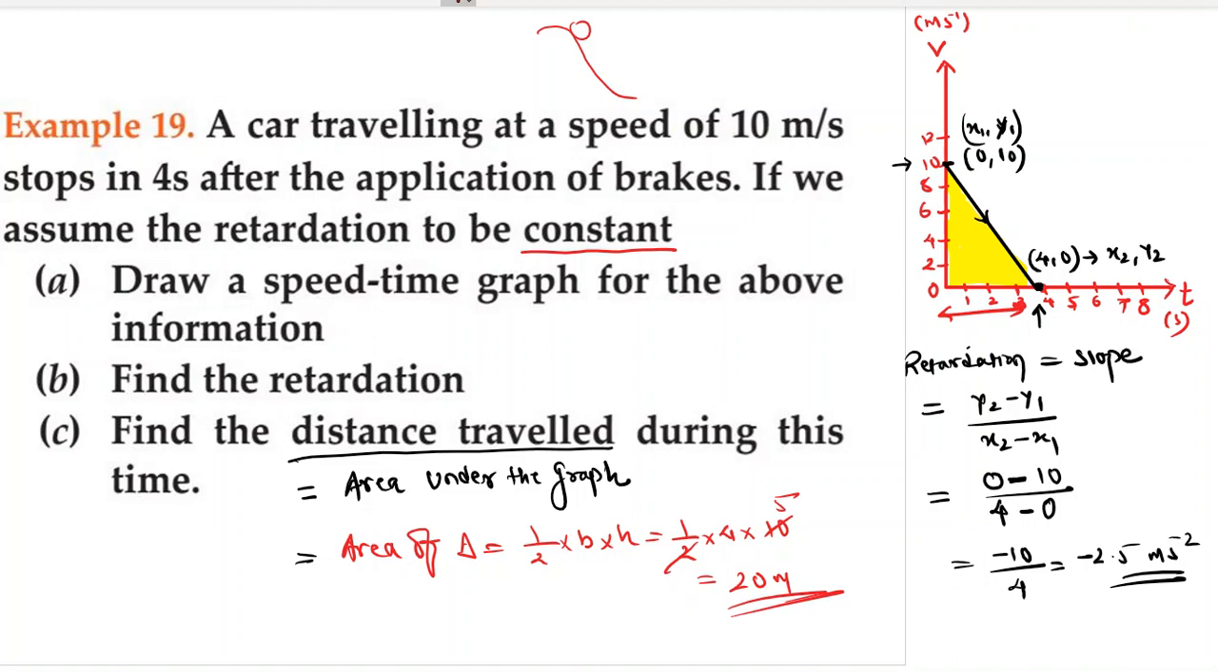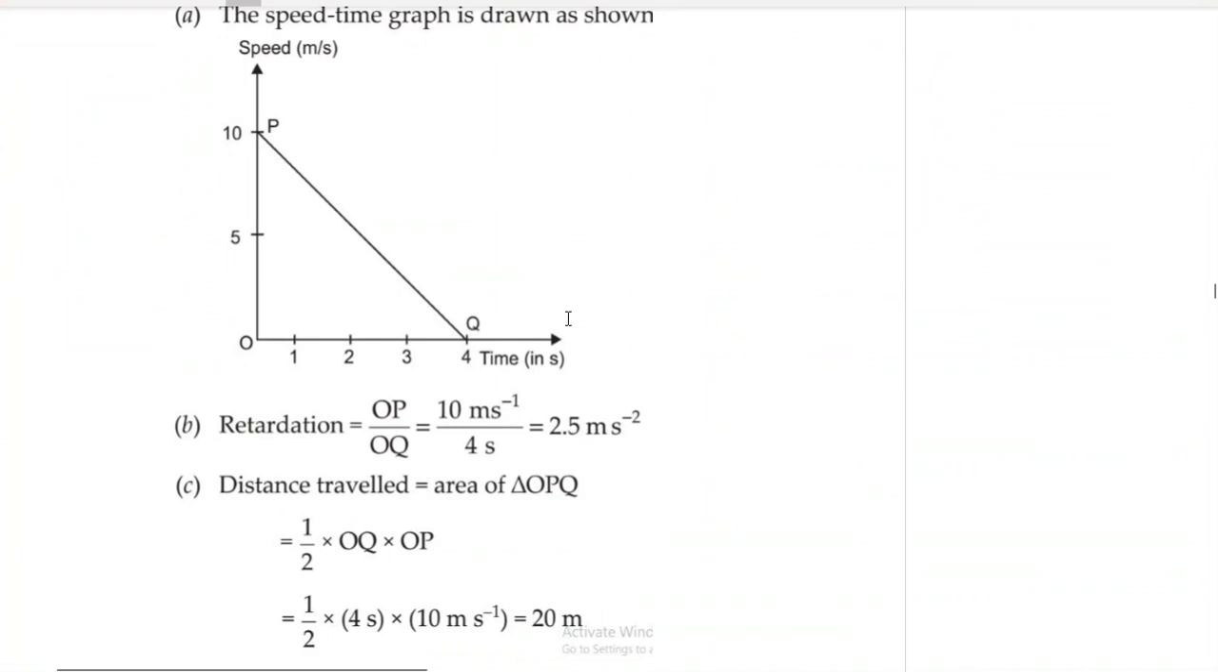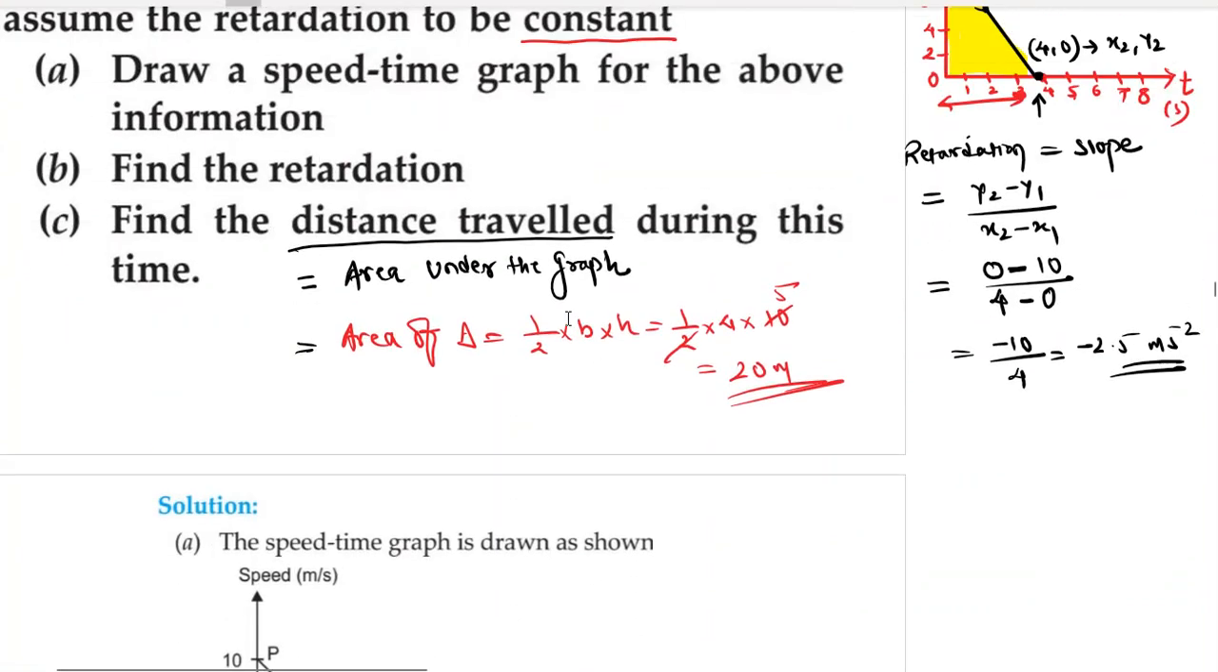The retardation is minus 2.5 meters per second square, and the graph, everything is in front of you. I hope you understood the concept. Let's check the answer. Check the graph. Perfect. Retardation, one of my mistakes: I put a negative sign and I used the word retardation. So I should actually write acceleration here.